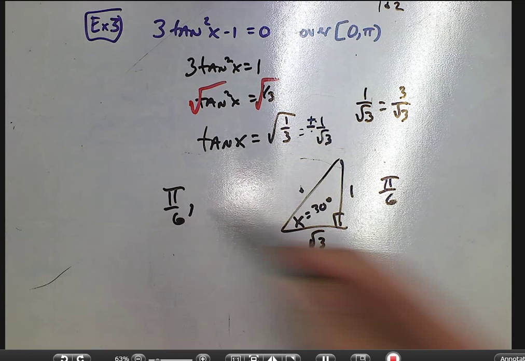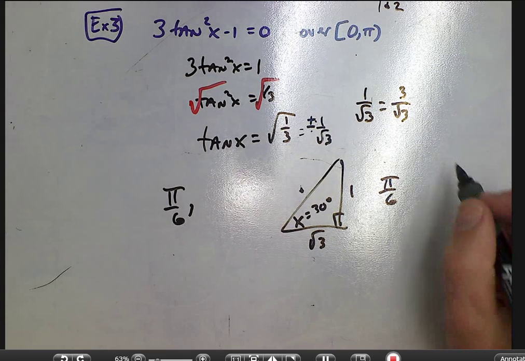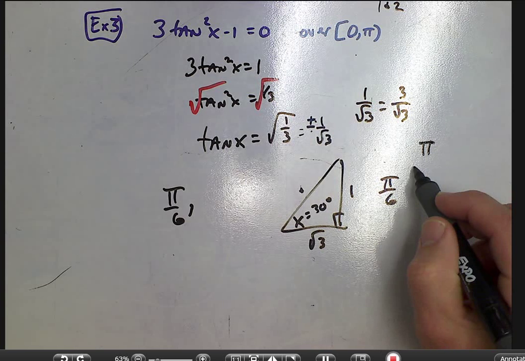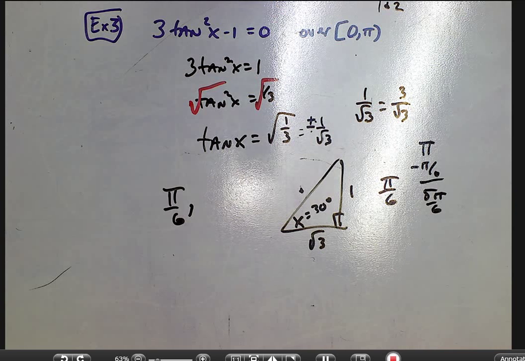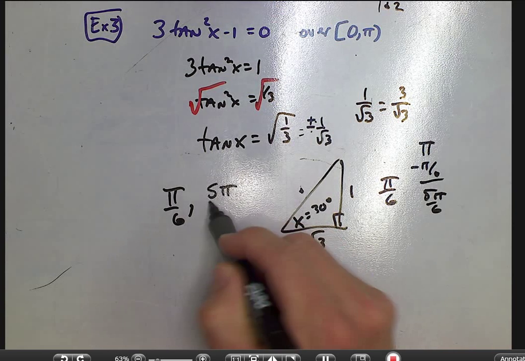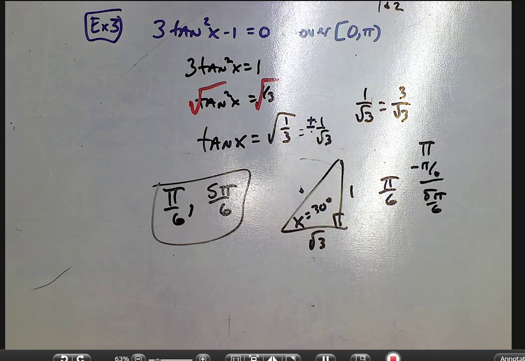Then I have to find pi over 6 in the second. To find pi over 6 in the second, I take pi minus pi over 6, and I get 5 pi over 6. So the answer is pi over 6 and 5 pi over 6 on example number 3.